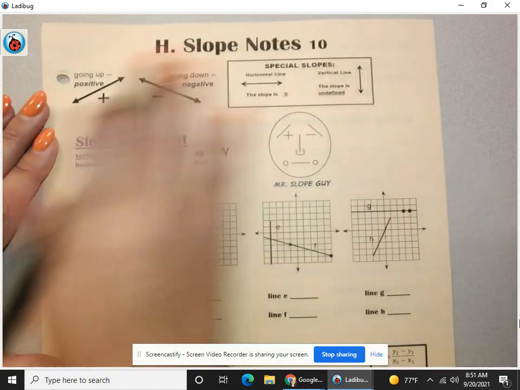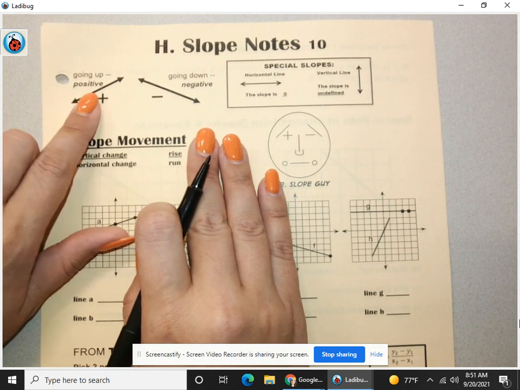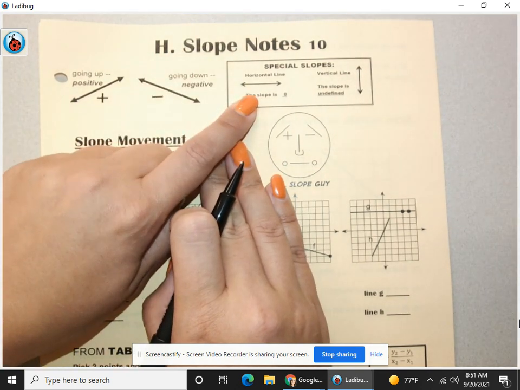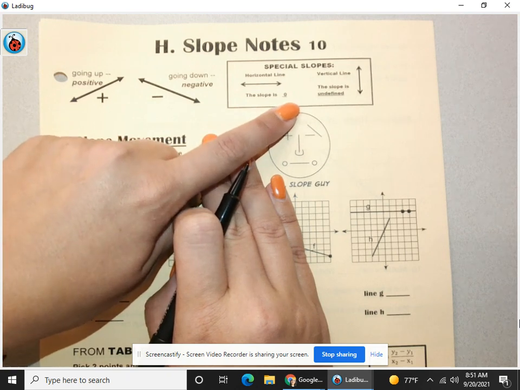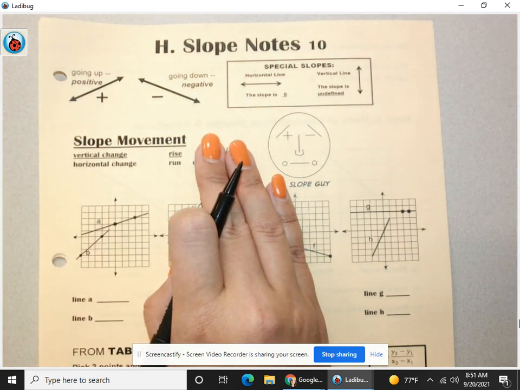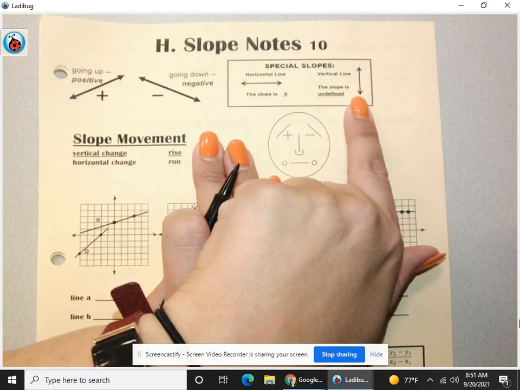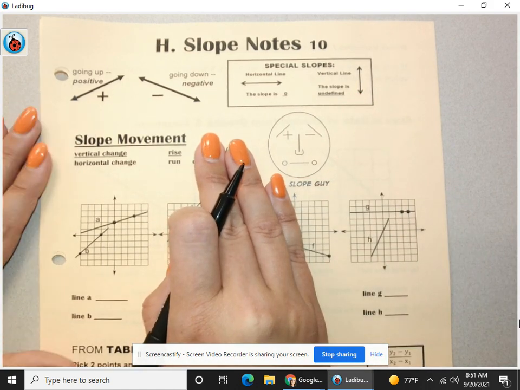Notes. This top part is a gentle reminder. Going up is positive, going down is negative. A horizontal line is going to have a slope of 0. Okay, so that's like the ground floor that you're walking on. A vertical line is going to have a slope of undefined. Okay, so that's like a wall going up.